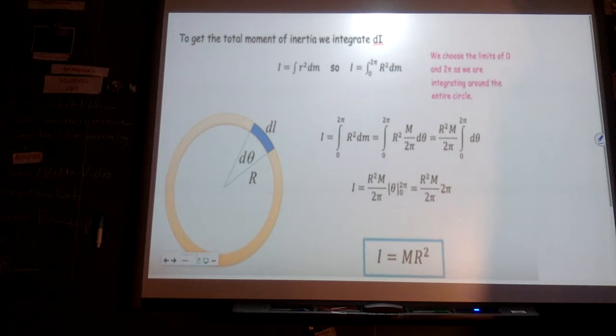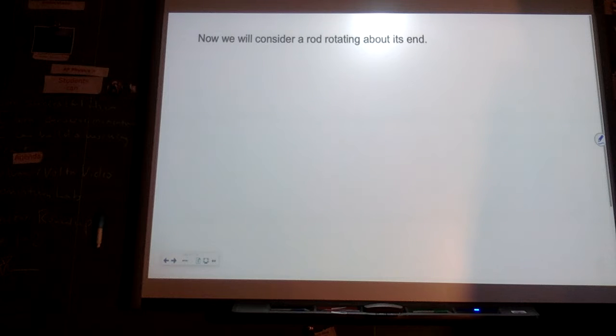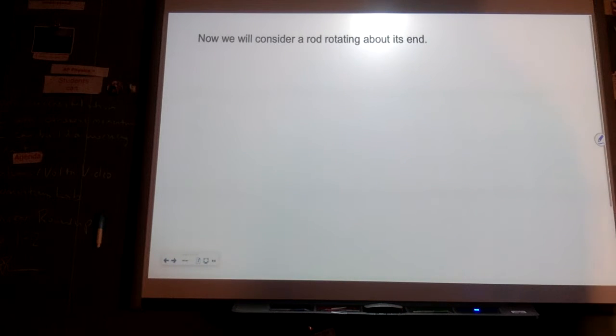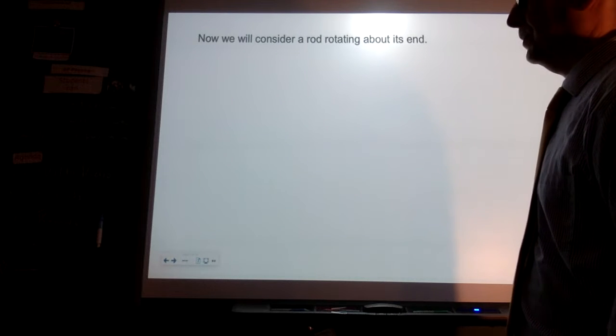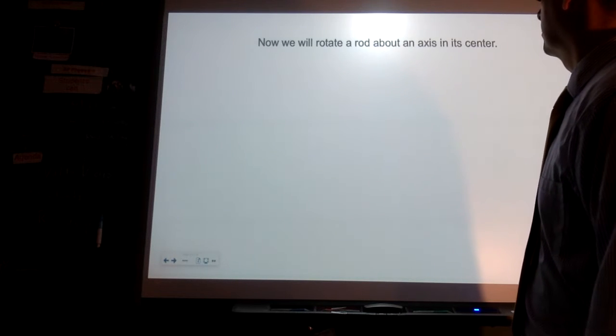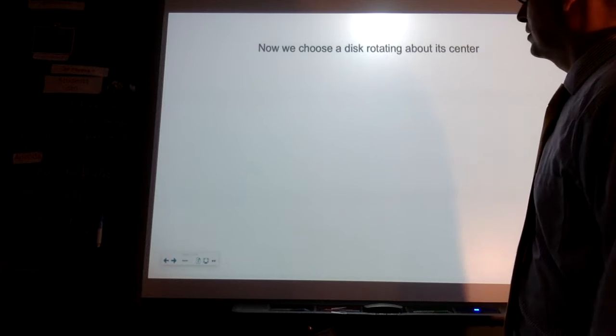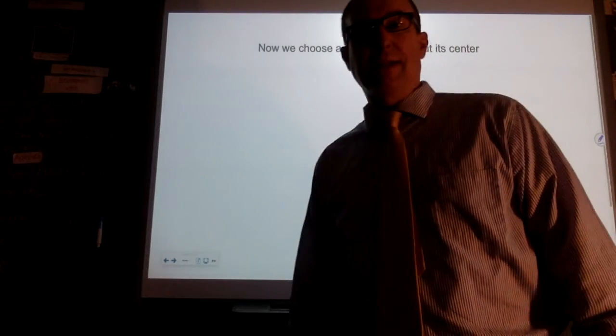All right, so that's just the example, and it is explained, which I just did for you. All right, this is out of order, right? Yeah, because it's the disk we're seeing about center was the next one.